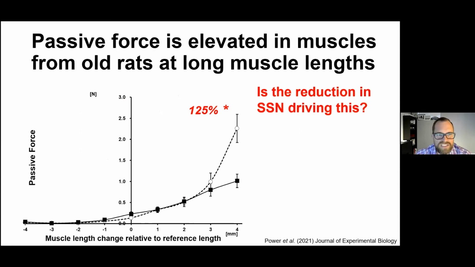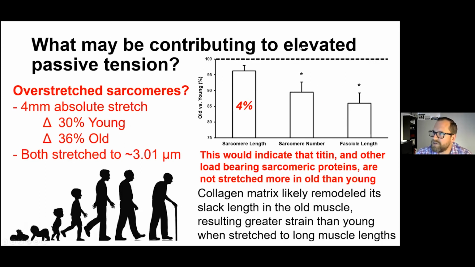So then the question is, is the reduction in serial sarcomere number driving this? So we know the animals have shorter fascicles. We know this is owing to fewer sarcomeres in series. So for the same absolute stretch, are those fewer sarcomeres experiencing a greater length change? So what may be contributing to elevated passive tension? Is it the potential for overstretched sarcomeres? Well, with this 4 millimeter absolute stretch, that resulted in a 30% lengthening of the young fascicle and a 36% lengthening of the old fascicle.